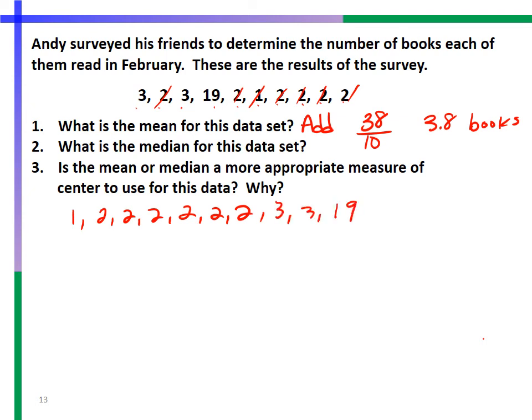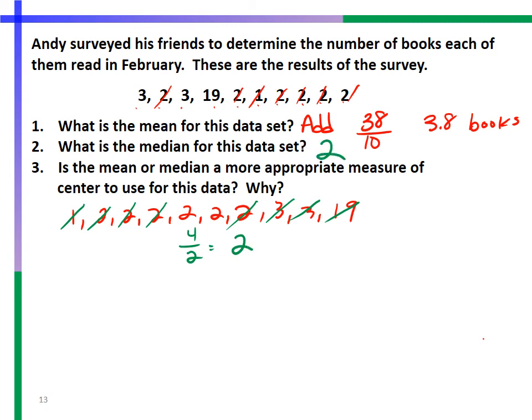So I got my numbers. And what we're going to do is find the middle number for the median. So I start at the edges, and I just cross out until I find my middle number. So I have 2 middle numbers. They're both the same, so I add them together, divide by 2, and that gives me the median as 2.